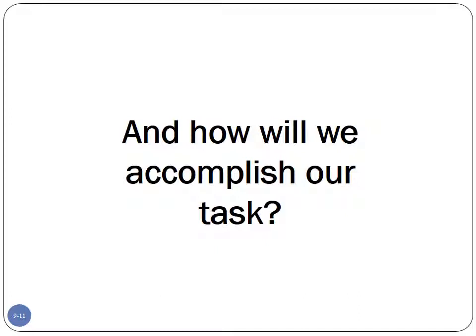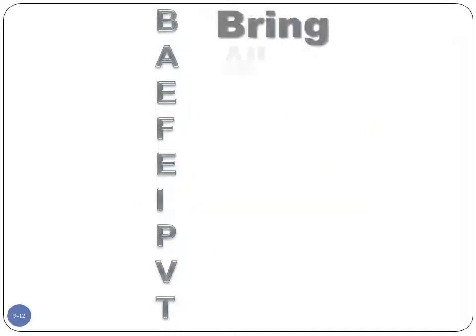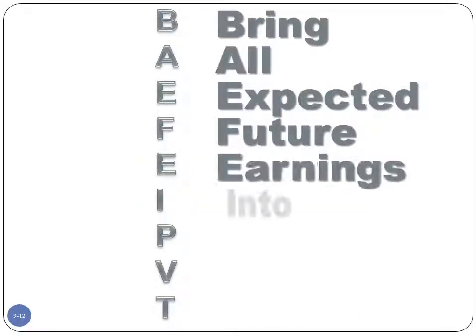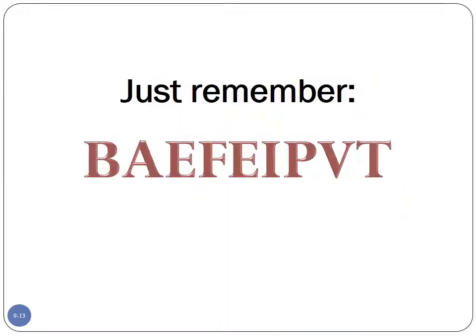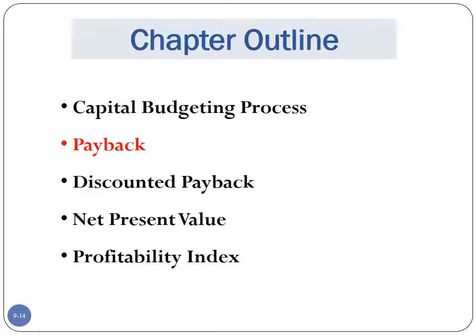And how are we going to accomplish this? How are we going to make the determination? This is our acronym for the day. Bring all expected future earnings into present value terms. This is how we do it, and this is the only way that makes sense, as we'll soon see. So just remember this little acronym. I'm not sure that you will remember it, but do your best.